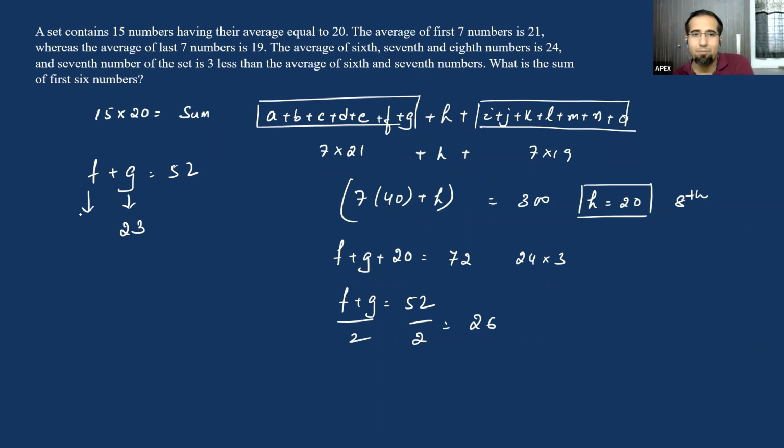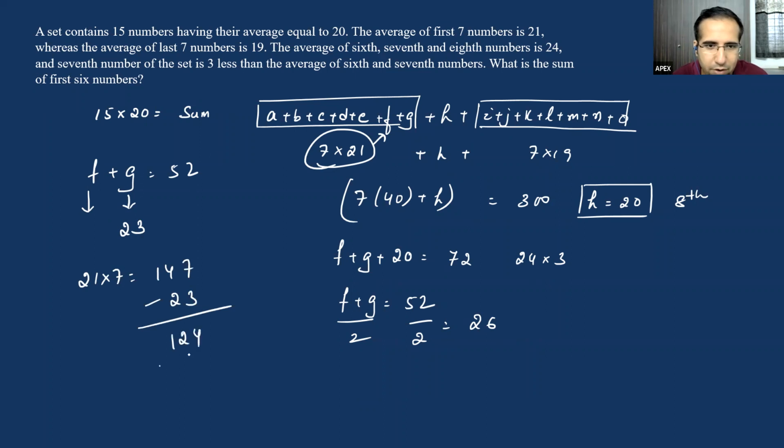So the sum of first 6 numbers, if I subtract G from here, my answer becomes easy. So that is 21 into 7, that is 147 minus 23. So your final answer here is going to be 124, and that should be the sum of first 6 numbers. I repeat, the sum of first 7 minus the 7th number will give you the sum of first 6 numbers.